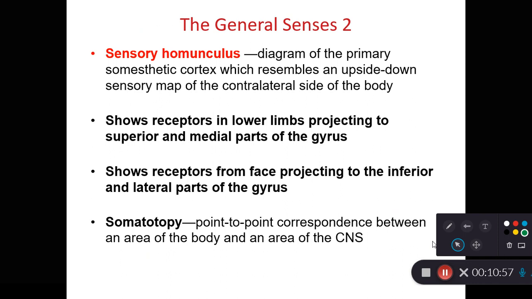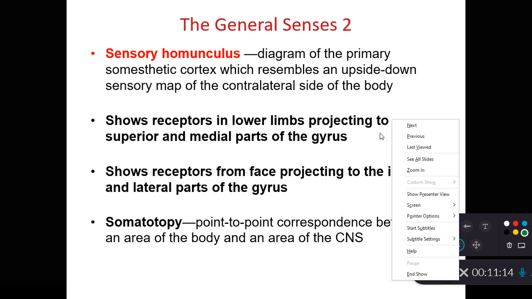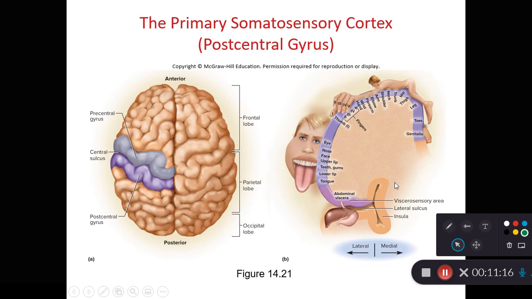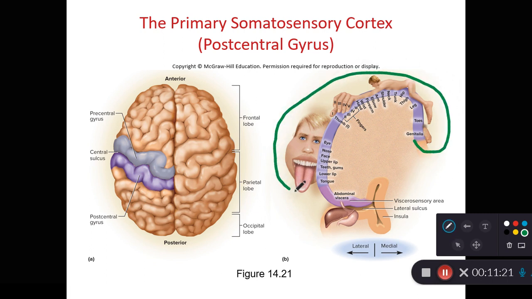Now, that previous slide was a homunculus. It shows the distribution of the sensory processing over the cortex. A lot of times it looks like an upside down map. So if I can back up a slide here. Previous. What we see here is that homunculus, where we have the parts of the body displayed over the gyri of the brain, showing where different parts of the body have their processing occurring.